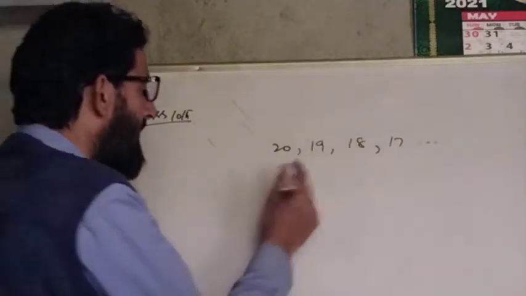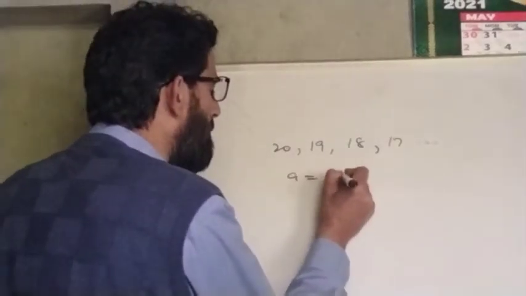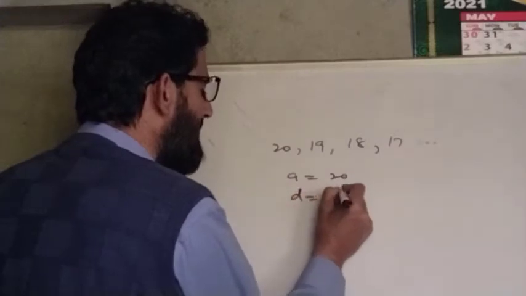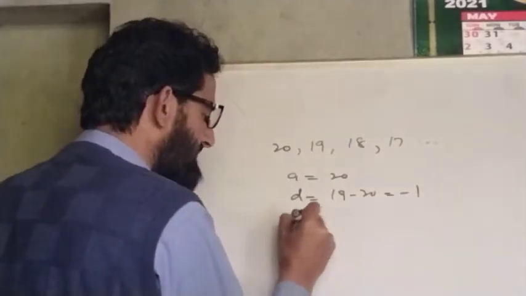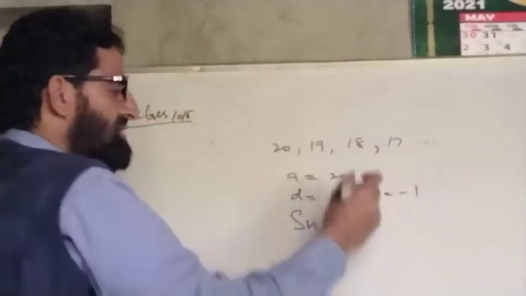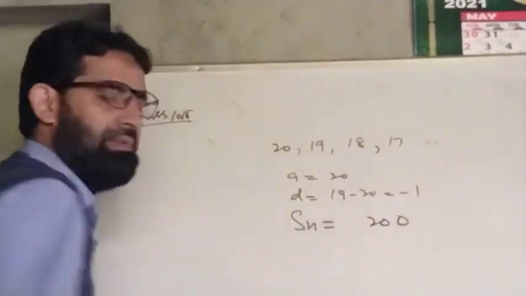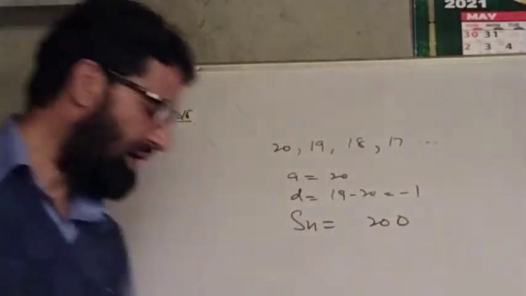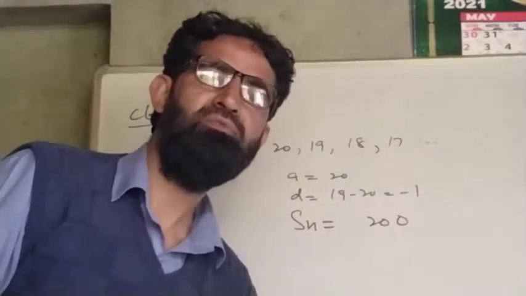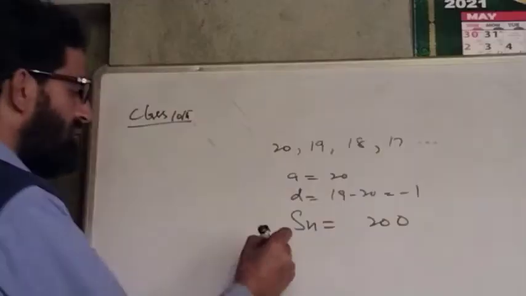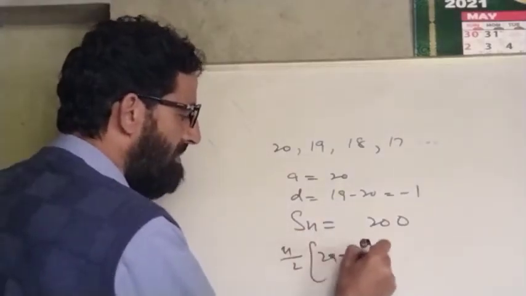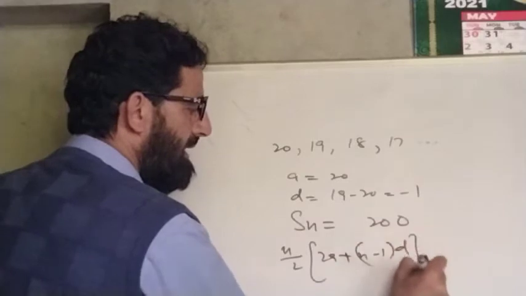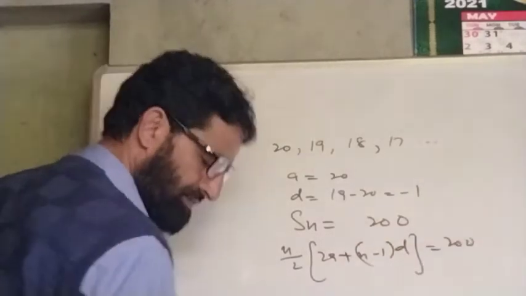Now here, A is equal to 20. What is D? D is 19 minus 20, that is minus 1. And Sn, the sum of all logs, is equal to 200. This is given. Sum of all logs is equal to 200. We have to find N. So you know Sn is n by 2 into 2a plus n minus 1 into D is equal to 200.